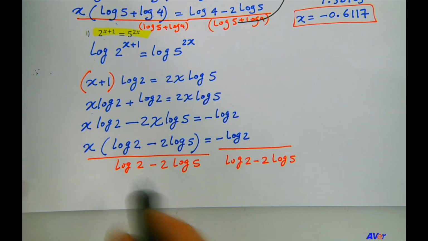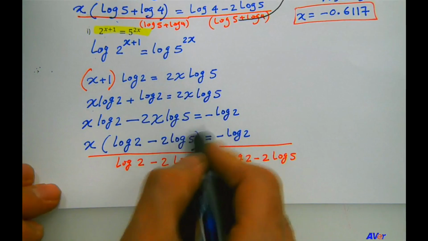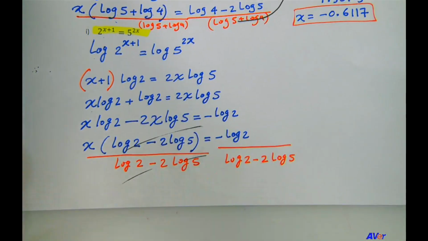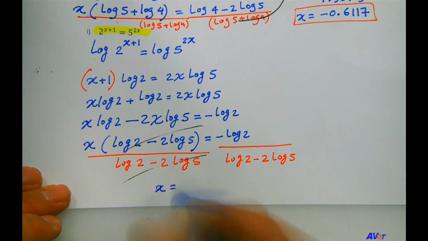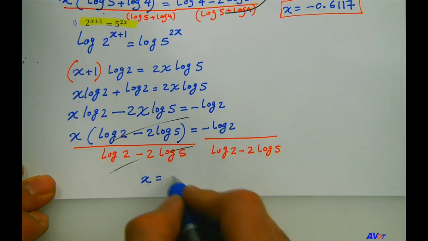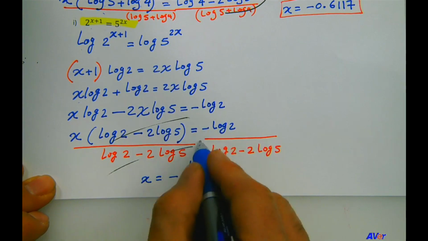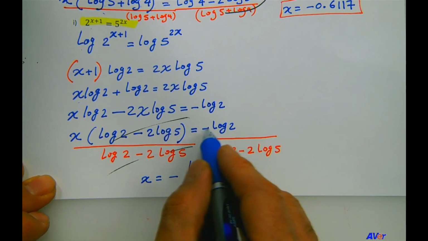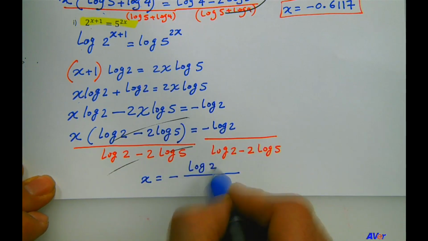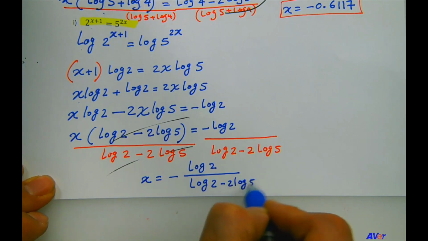Okay, so this gets simplified, right? On the left, all of that and all of that cancel each other out. We end up with just x equals, right? X equals minus log of, I can put this minus in front. It makes no difference. This minus in the numerator can be placed in front of the fraction. Log of 2 divided by log of 2 minus 2 log of 5.